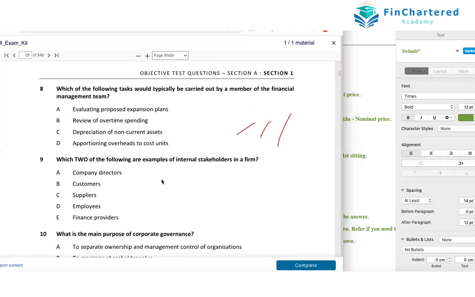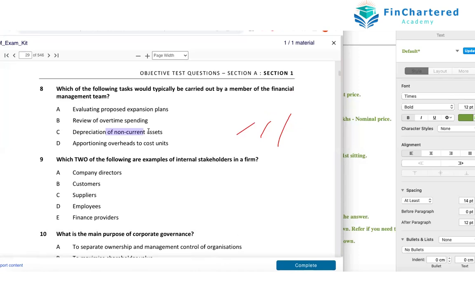Right? Why is the answer, I don't know, D. I didn't read the questions. I don't know what the answer is. Which of the following tasks would typically be carried out by a member of the financial management team? So we will explain. And also at the back of the kit, you have the answers and the explanation to why the answer is so and why it is not so and so.